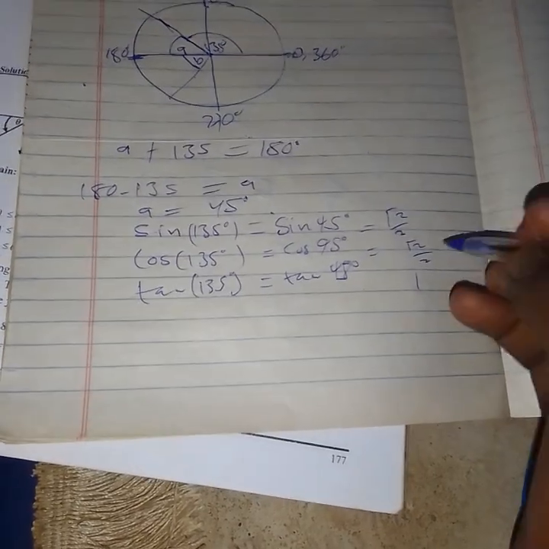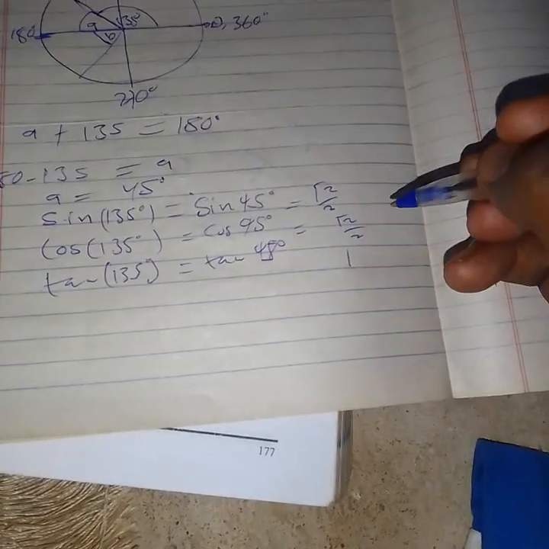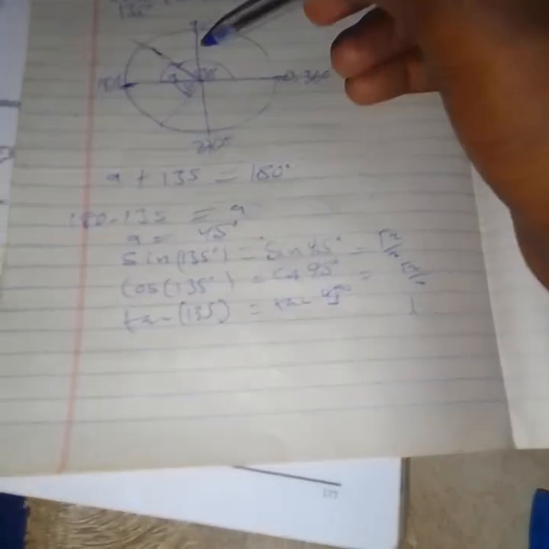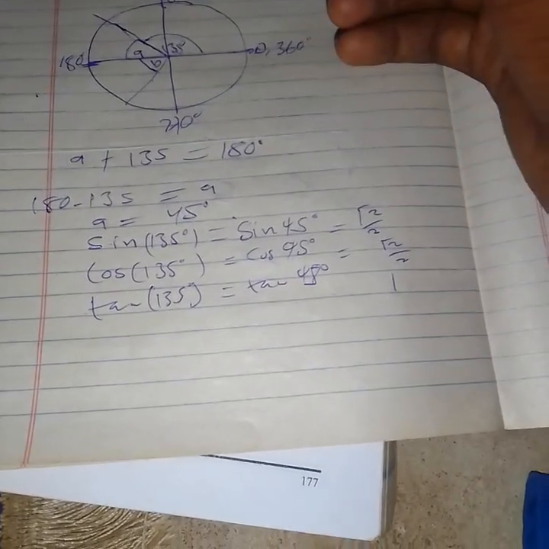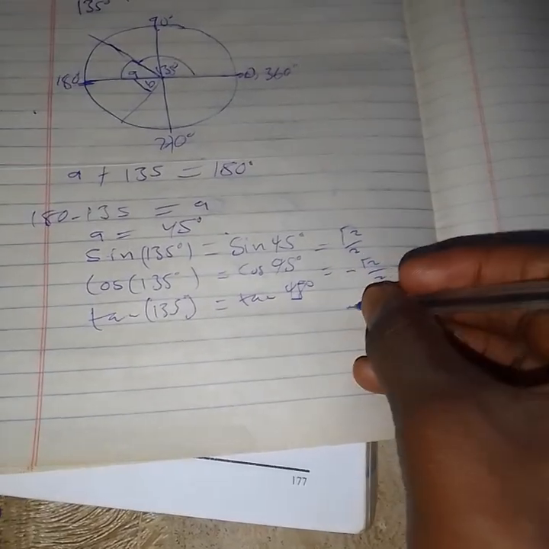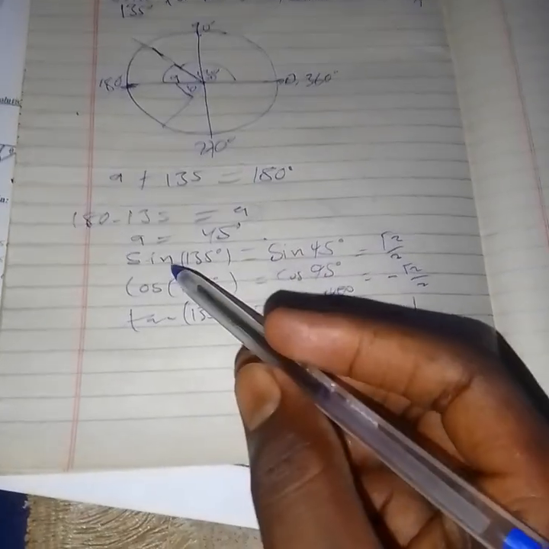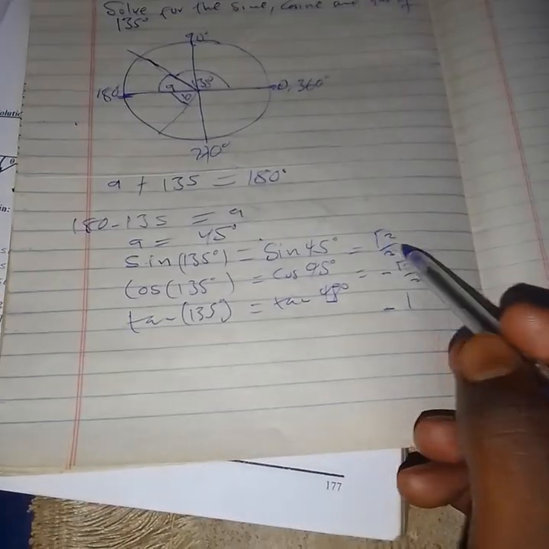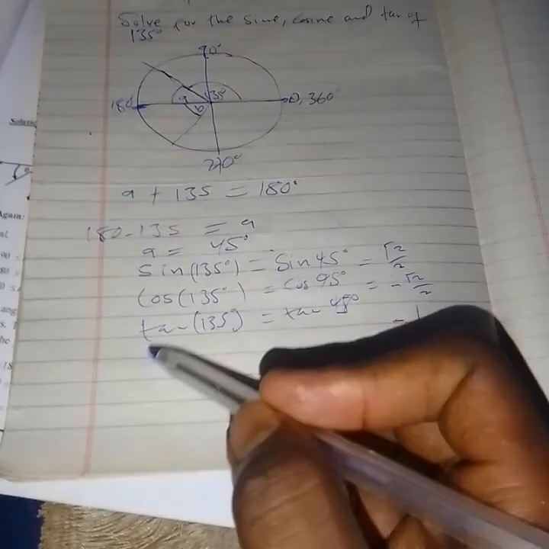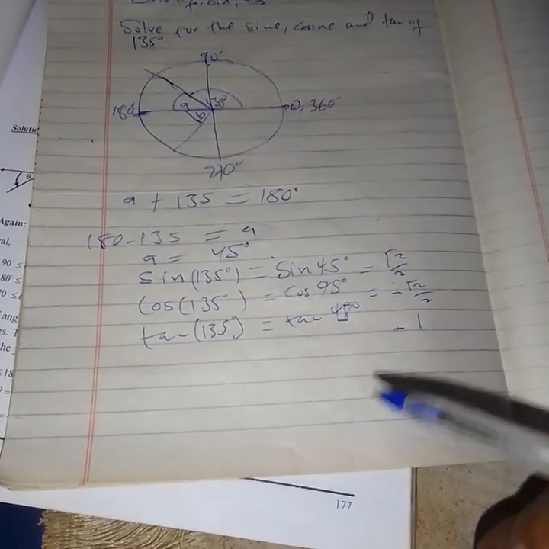Are you following? These are the answers basically, but what are the signs? Is it positive or negative? Since the 135 degrees was falling in the second quadrant, only sine will be positive. That means the sine here will be positive and the rest will be negative. Are you following? So when you type the question in your calculator, when you type sine 135, you get positive root 2 on 2. Cos 135, you get negative root 2 on 2. Tan 135 degrees, you get negative 1. Are you following? So that's it.